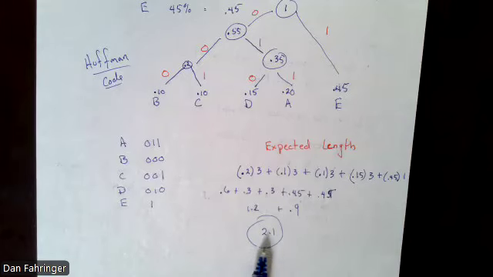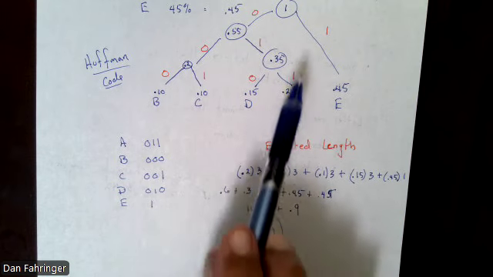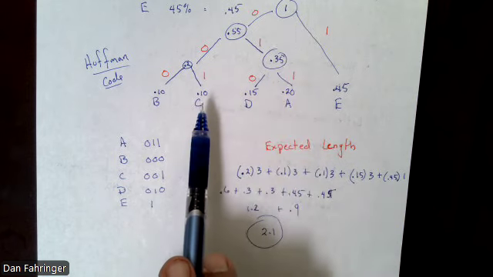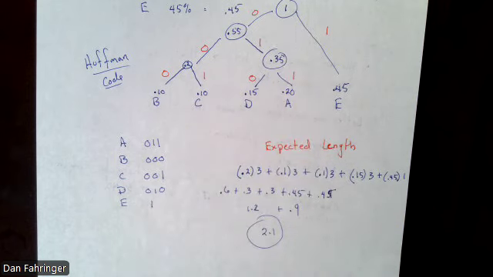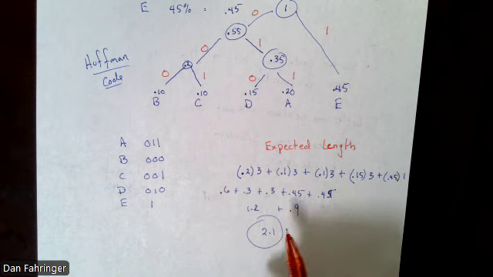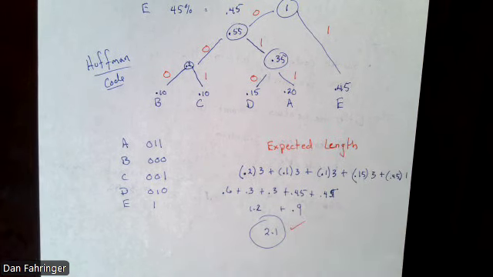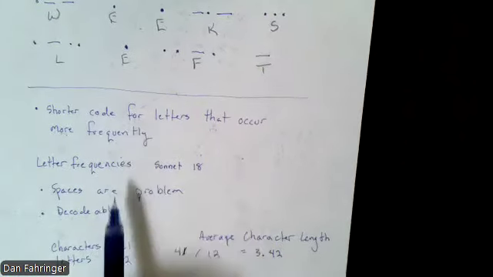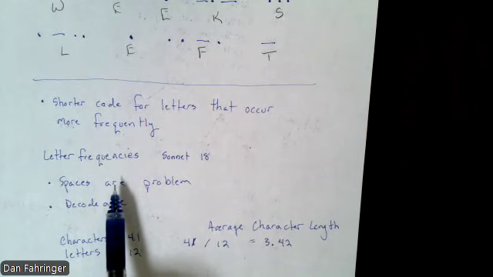I have an expected length, assuming that E is coming up 45% of the time, C is coming up 10% of the time. So when I do a message, the expected length, boom. One of the things I wanted to do was to get this down from, what did we have on the last page? Oh my, 3.42. So that was the first thing. The second thing, the spaces are going to be gone. And the third thing is I want to make it decodable.